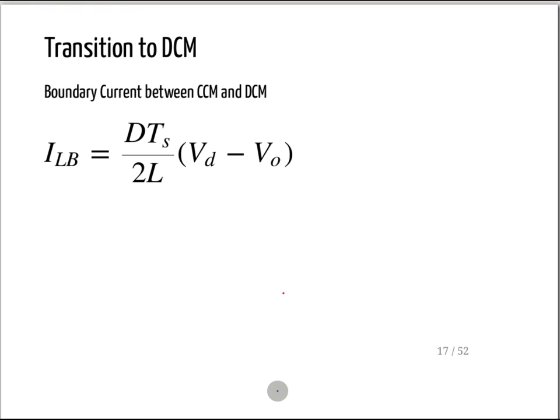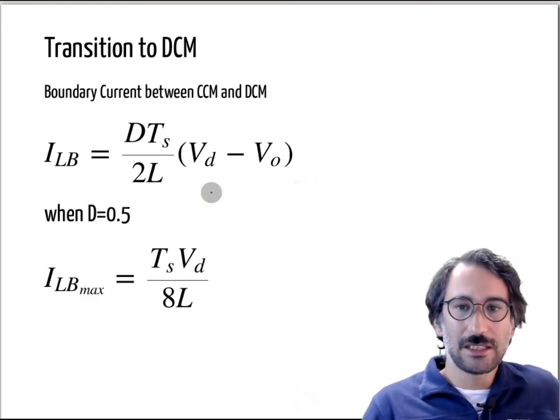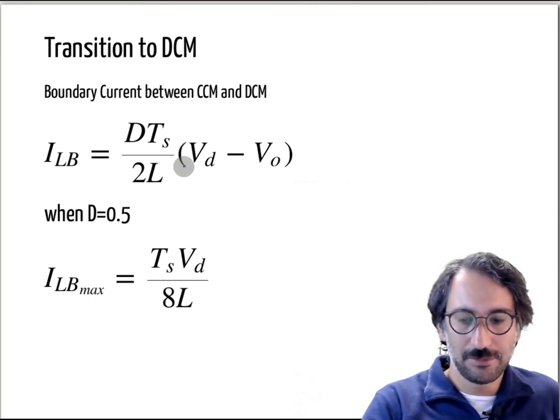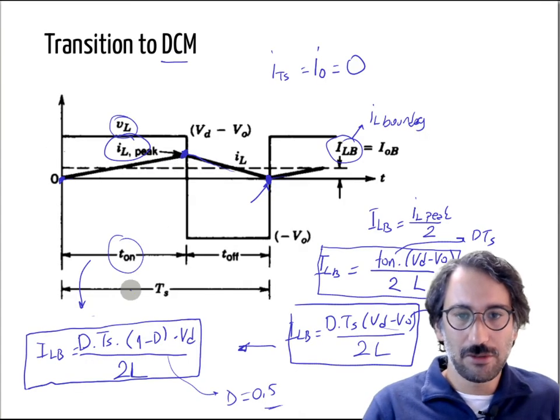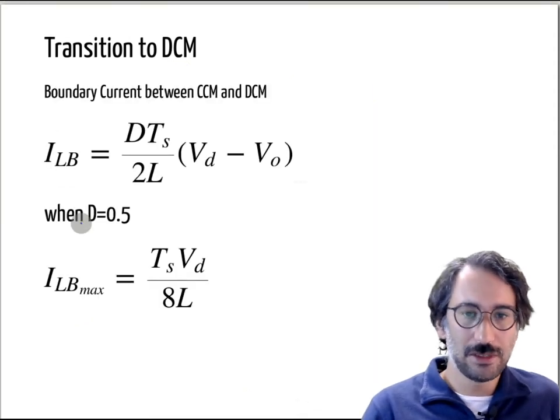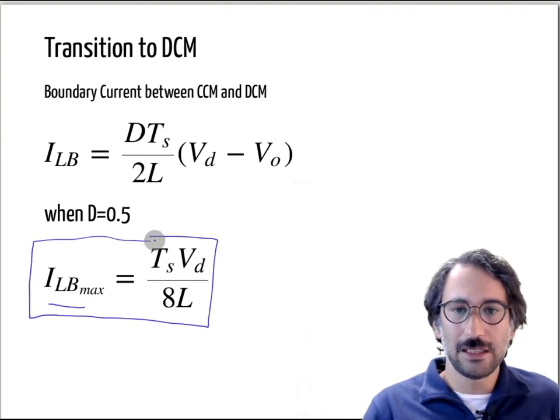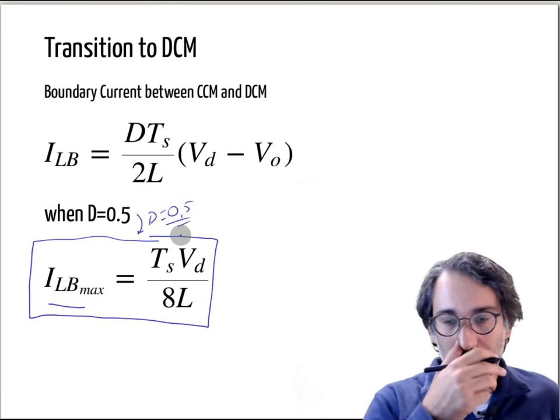Let me show you the equation. If you put 0.5 here, you have 0.5, you have another 0.5, and it is divided by 2L already. So the maximum boundary current that you can have is TS times VD divided by 8L, when the duty cycle is equal to 0.5. So what does it mean?